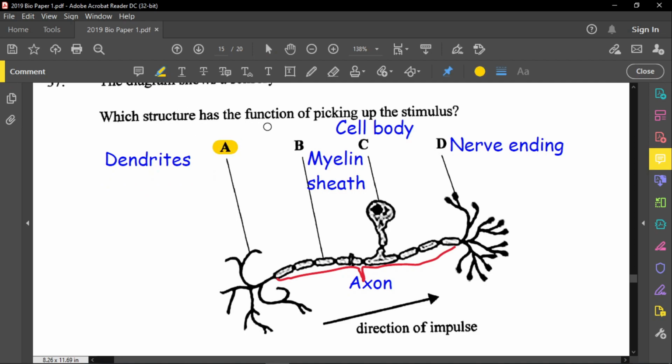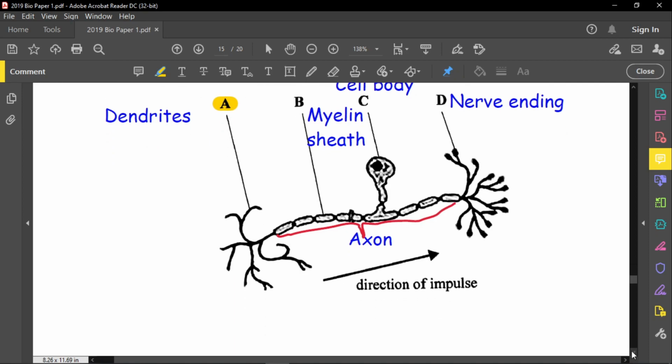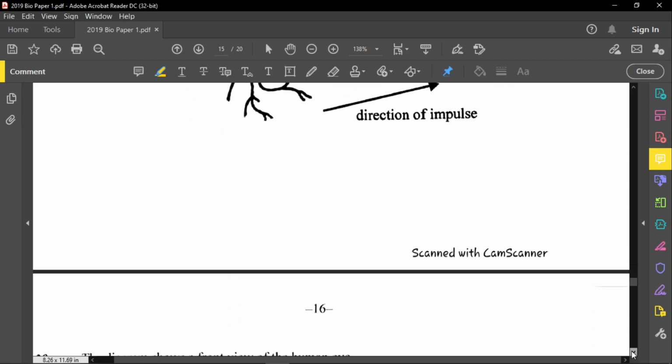Again, I have the myelin sheath, which is the part that will insulate the neuron and also speed up the transmission of impulse. The cell body is like a regular cell that contains a nucleus. We have the axon, which is the entire region here. Just make a note of the labelings for a neuron.